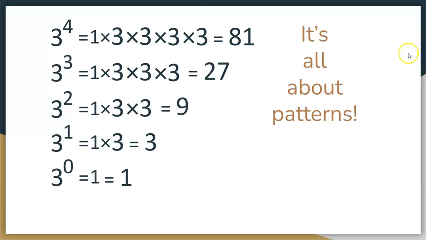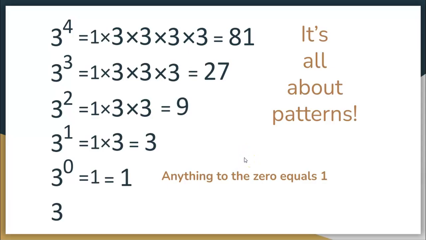Now, if you notice the pattern here, look at the 81. If you divide this 81 by 3, you get 27. You divide by 3, you get 9. You divide by 3, you get 3. And just by pattern, you divide by 3, you're going to get 1. All right, so it's all about the patterns. But let's throw something at you, as we do in math. Just that reminder that anything to the 0 is equal to 1.